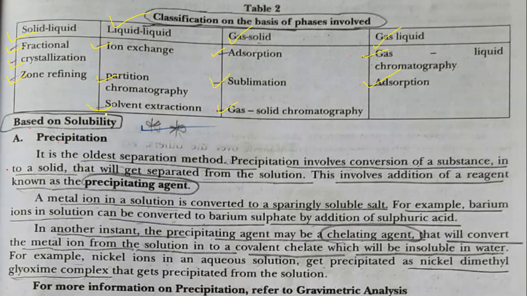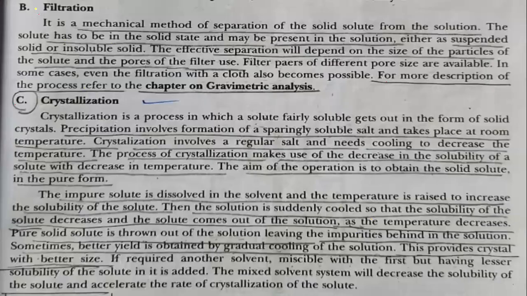So first we'll see one more classification of separation techniques on the basis of solubility. First is precipitation. Okay, this is a very old method of separation. It involves the conversion of a substance into solid, which automatically gets separated in the form of solid from the solution, and after that we can filter it and separate it. For this purpose, we may use a precipitating agent and a chelating agent for the metal ions. Okay, so this is also possible.